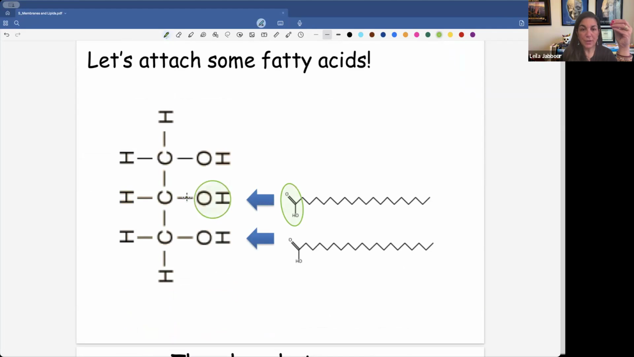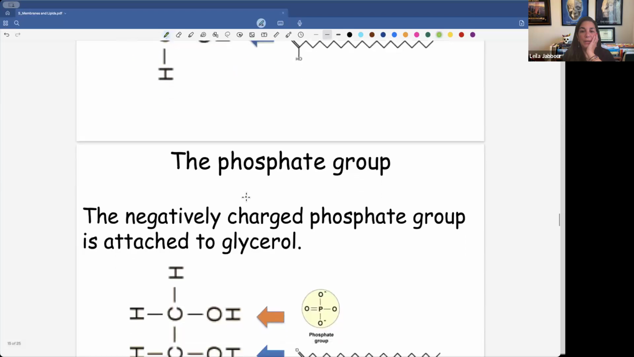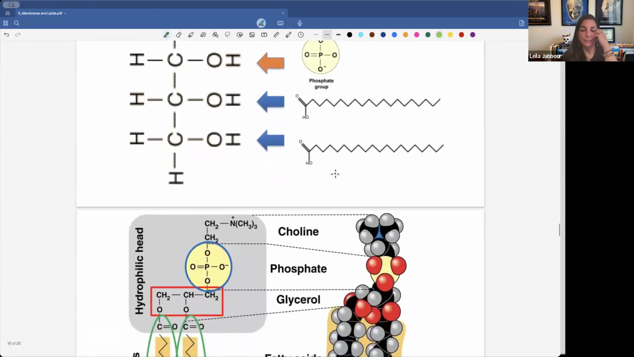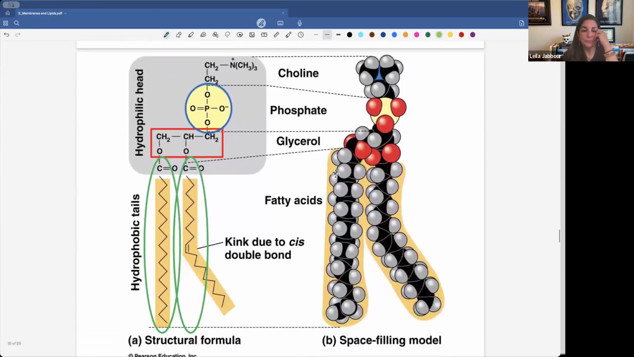So now if we want this to bind with this and create a covalent bond, we need to take some atoms out because there's no more room to add anything. So we need to take some atoms out to kind of click the fatty acid onto the glycerol. And then on the third hydroxyl group, we have the phosphate group that's going to be attached on there. So this is what happens.